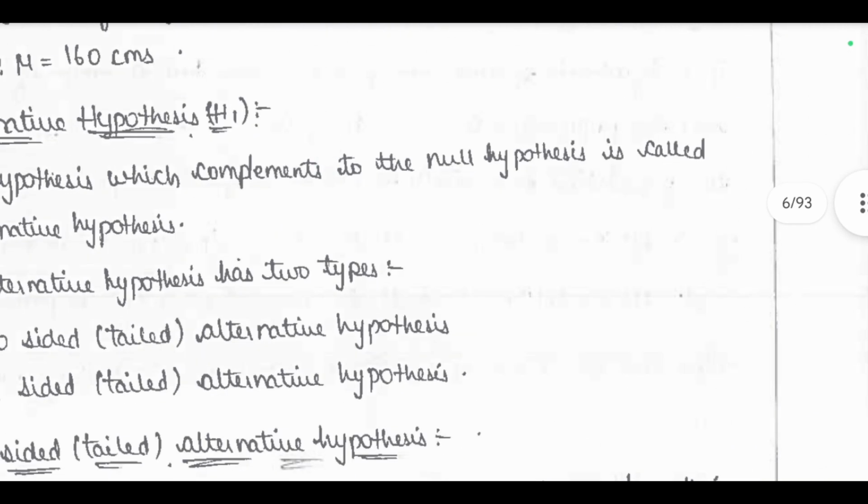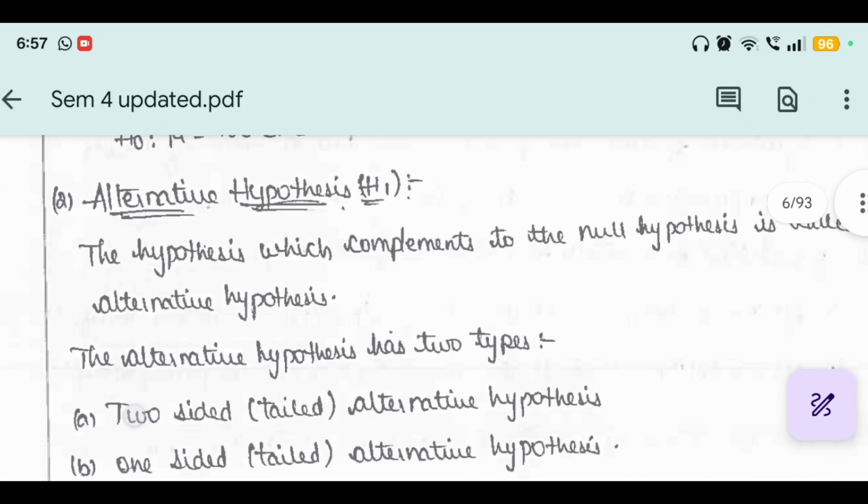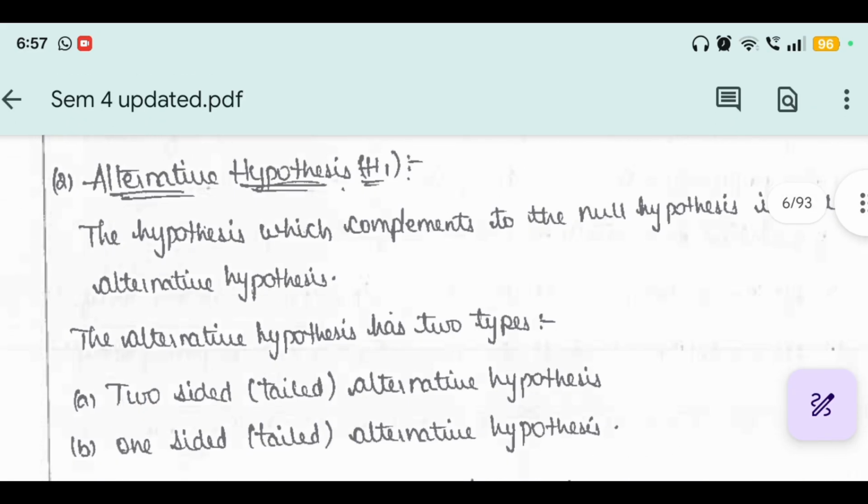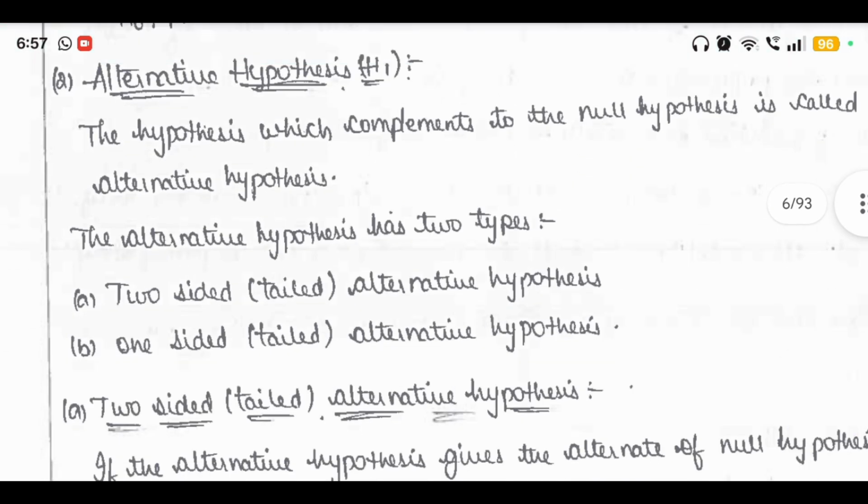Next, what is an alternative hypothesis? The hypothesis which is complementary to the null hypothesis is called the alternative hypothesis. The alternative hypothesis has two types: two-sided or two-tailed alternative hypothesis, and one-sided or one-tailed alternative hypothesis.